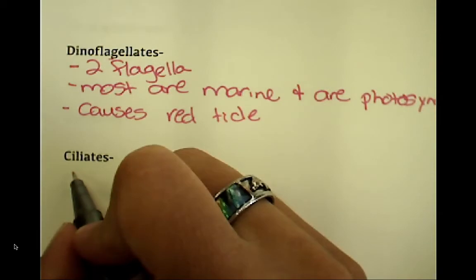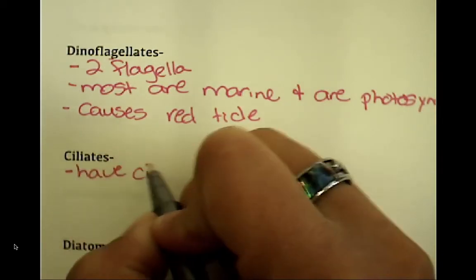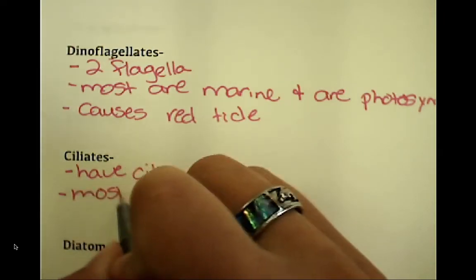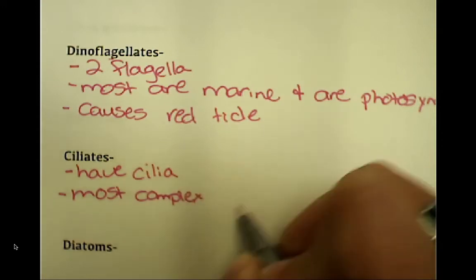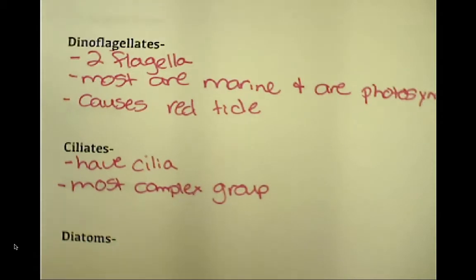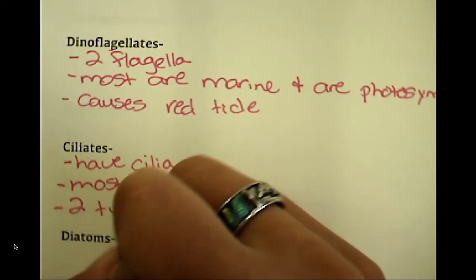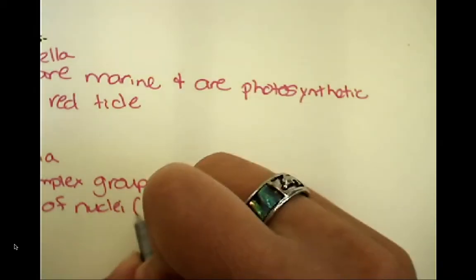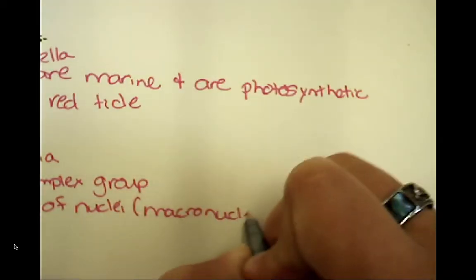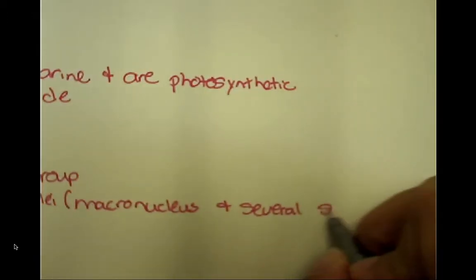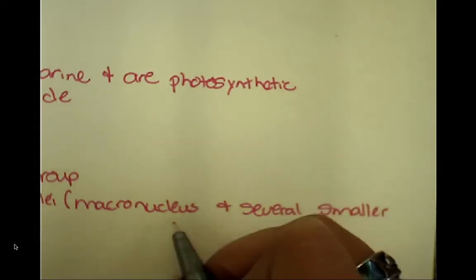The next group is the ciliates, and as you can probably guess, they have cilia. Oh, genius. These guys are actually the most complex group. If you remember the name paramecium, paramecia are ciliates. They're part of that group. They actually have two types of nuclei, which makes them a little different. They have two types of nuclei, ironically named the macronucleus and several smaller micronuclei.